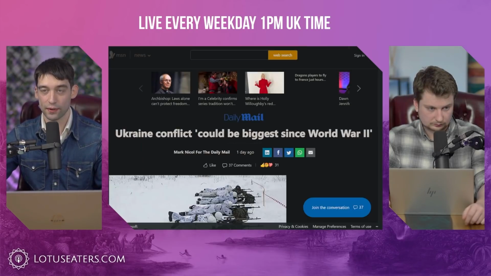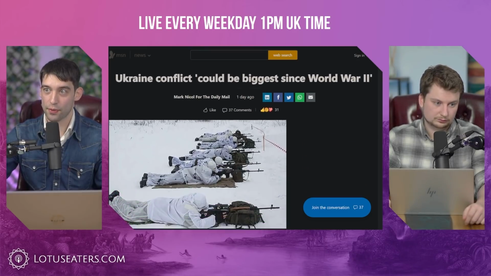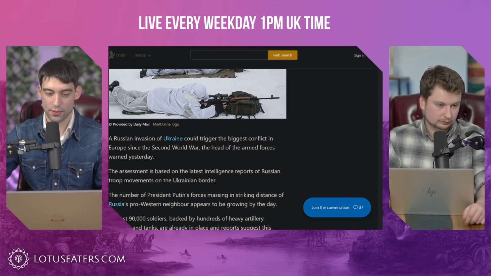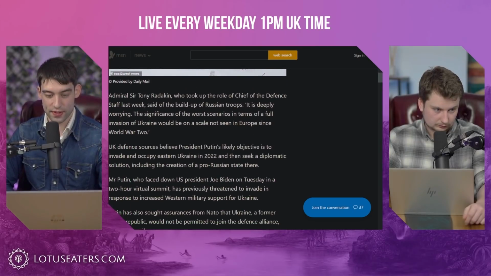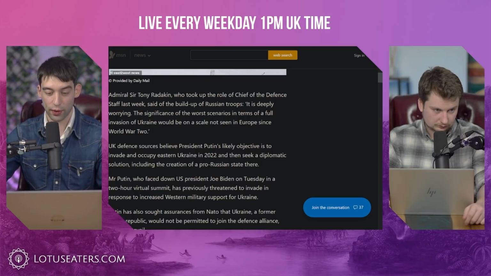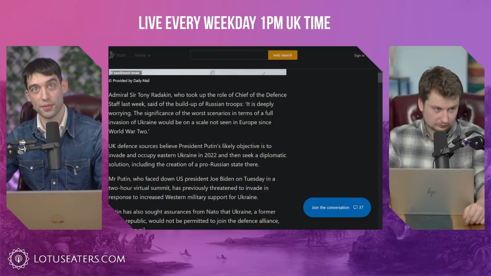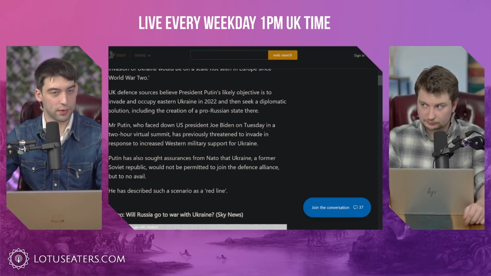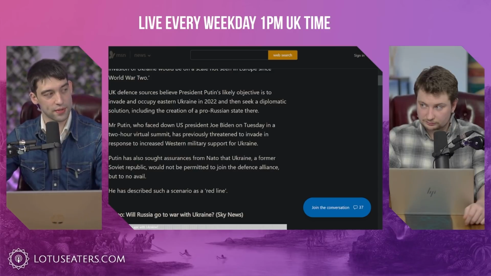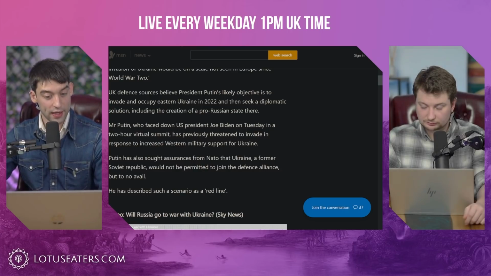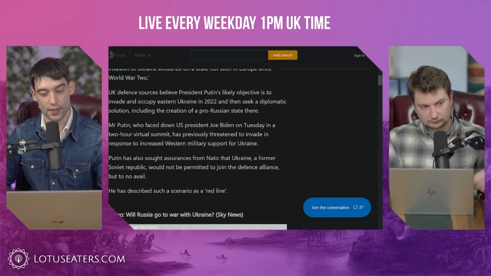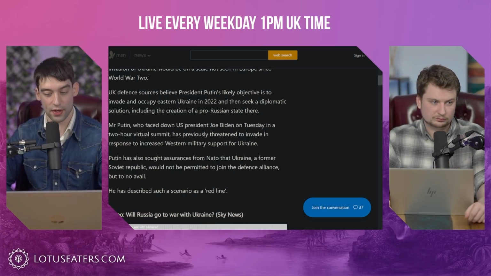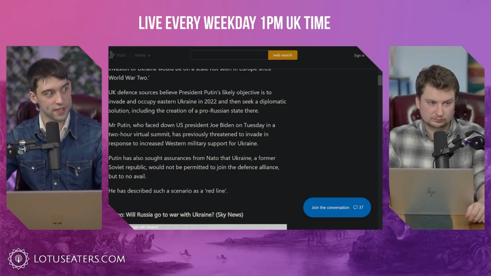If we move to the next article, Admiral Tony Radakin, who took up the role of Chief of Defense Staff last week, said of the buildup of Russian troops, "It is deeply worrying. The significance of the worst scenarios in terms of a full invasion of Ukraine would be on a scale not seen in Europe since World War II." And that's true just by the numbers. There are 100,000 to 175,000 troops from what we can judge by satellite footage. UK defense sources believe President Putin's likely objective is to invade and occupy eastern Ukraine in 2022 and then seek a diplomatic solution, including the creation of a pro-Russian state there.